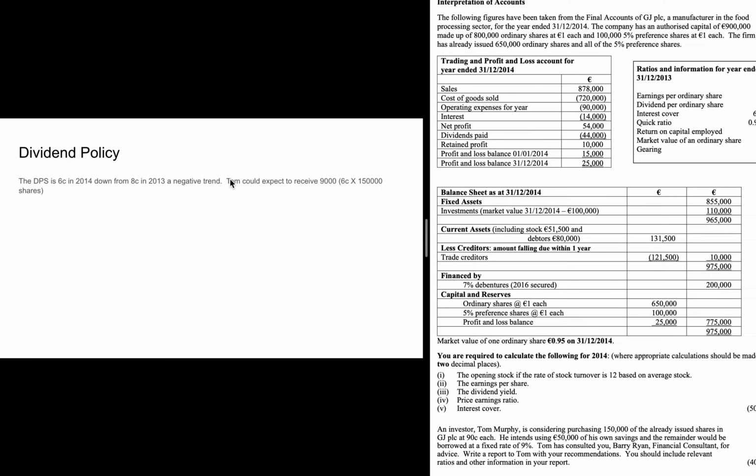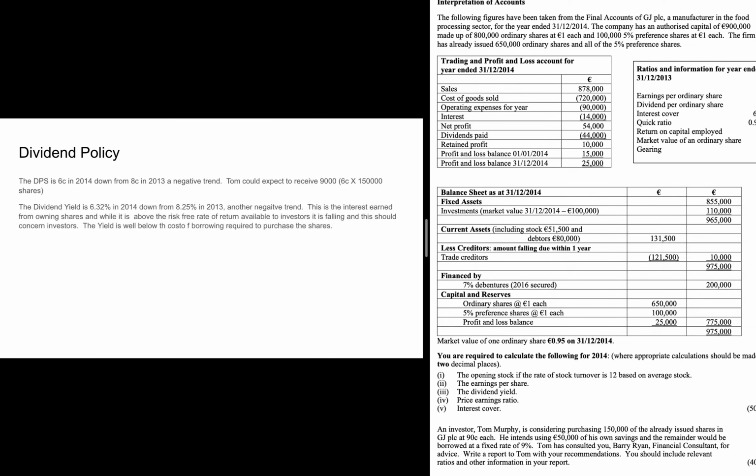Okay, I might make up a set of notes on this type of one for you. So Tom could expect to receive 9,000. This doesn't seem like a bad return. The dividend yield is 6.32, which is down from 8.25, a negative trend. And again, always state what dividend yield is: it's the interest earned from owning shares. It's above the risk-free rate of return, but it's falling. And it's also well below the borrowing rate required to purchase the shares.